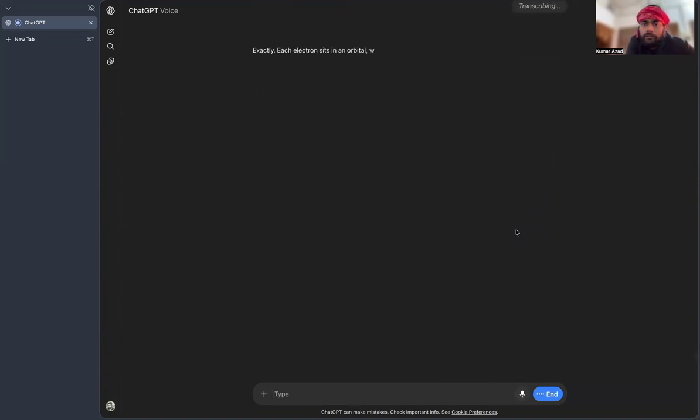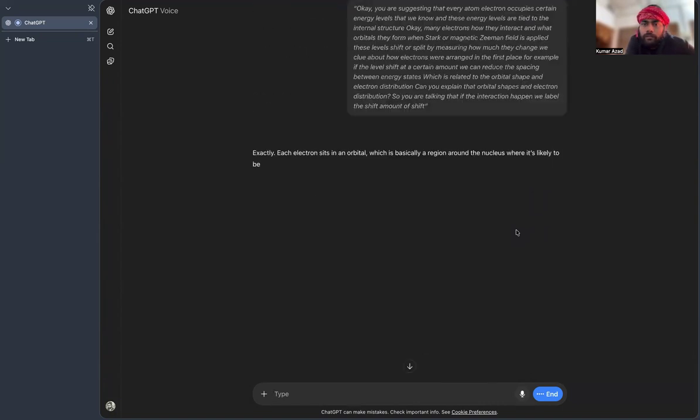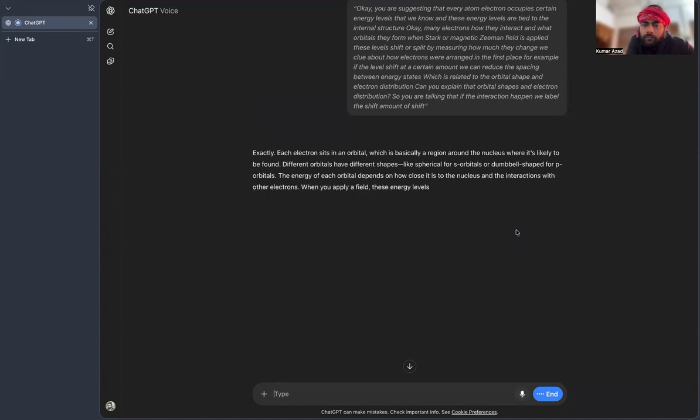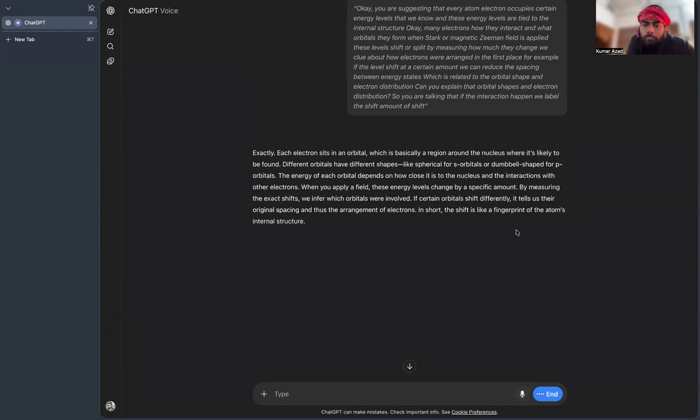Exactly. Each electron sits in an orbital, which is basically a region around the nucleus where it's likely to be found. Different orbitals have different shapes, like spherical for s orbitals or dumbbell shaped for p orbitals. The energy of each orbital depends on how close it is to the nucleus and the interactions with other electrons. When you apply a field, these energy levels change by a specific amount. By measuring the exact shifts, we infer which orbitals were involved. If certain orbitals shift differently, it tells us their original spacing and thus the arrangement of electrons. In short, the shift is like a fingerprint of the atom's internal structure.